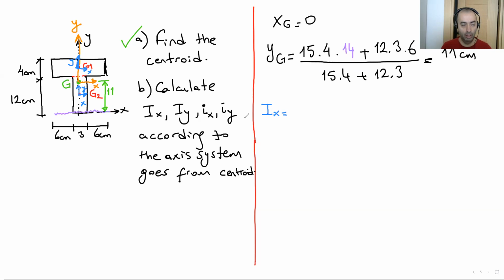Moment of inertia according to the x-axis. Now we have the first member, the top rectangle. So for the x-axis, let's write its moment of inertia. I'm going to write this equation again, step by step, slowly. I think you get a better understanding of how to calculate this moment of inertia with this method.